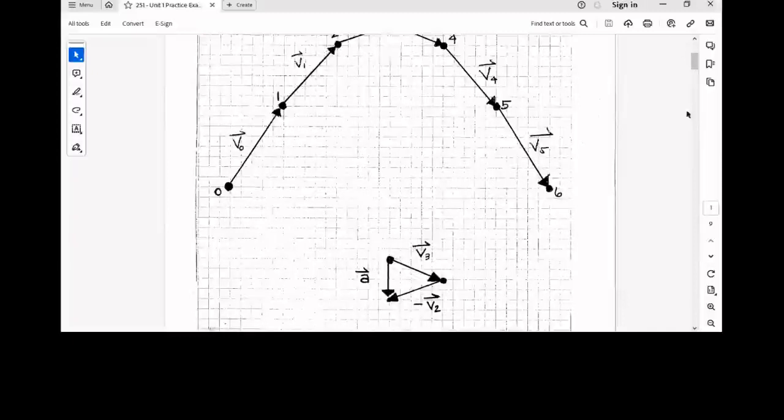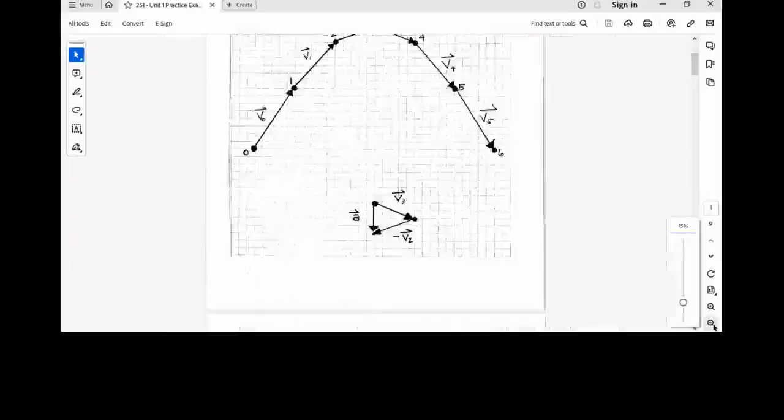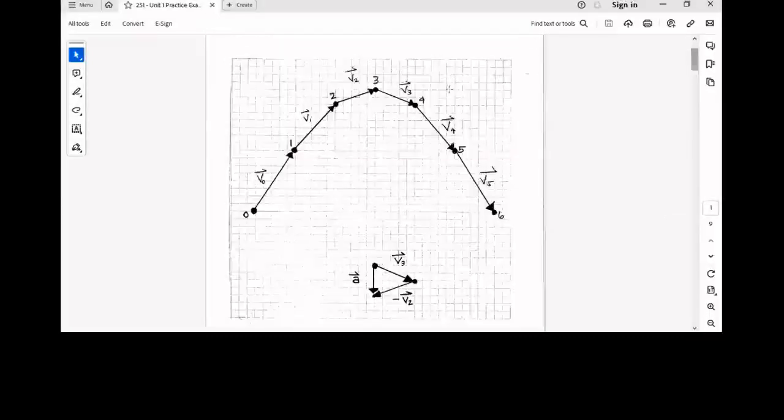Now for the next part, let's shrink this a little bit. We want the acceleration vector for the highest point in the trajectory. So for me, I would need to take velocity vector v3 and subtract vector v2 from it. I've done that down here, where negative v2 has the same magnitude as my original velocity vector v2, only the direction is different by 180 degrees.